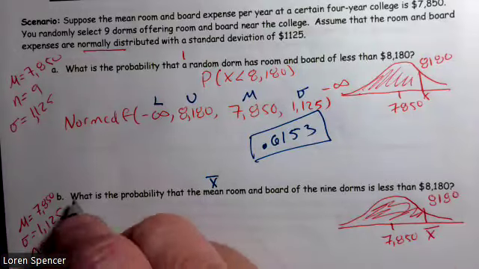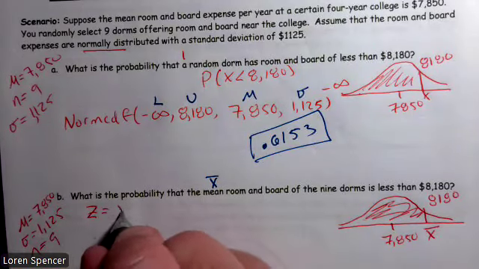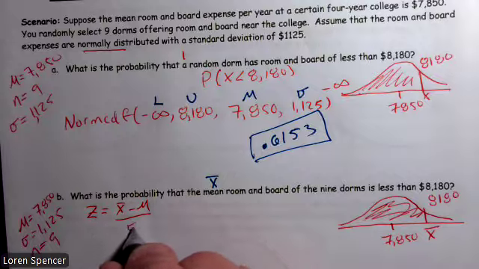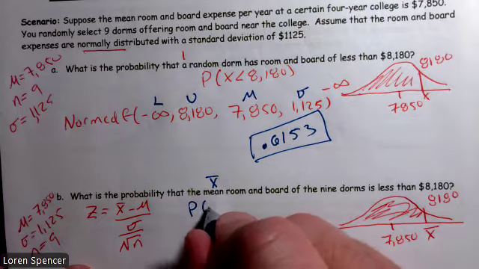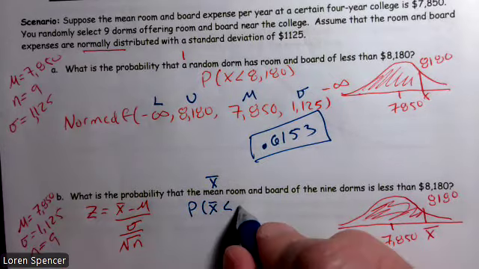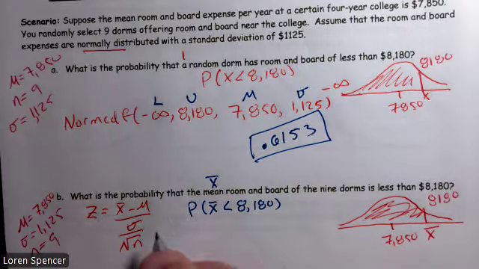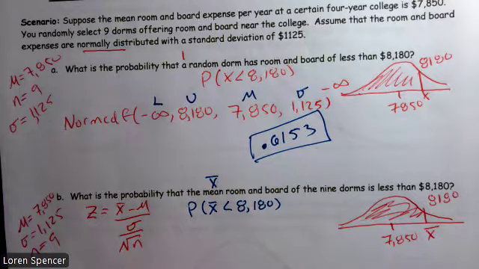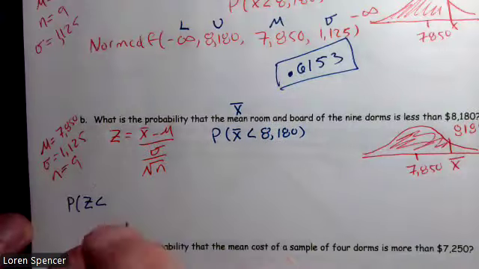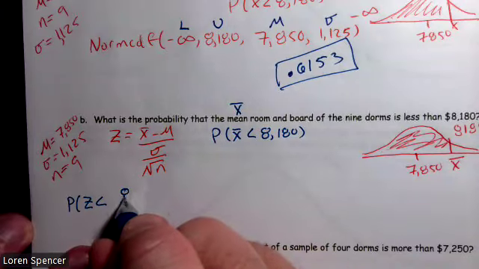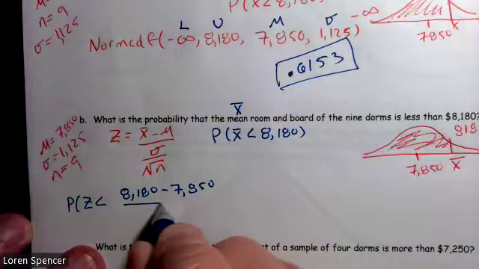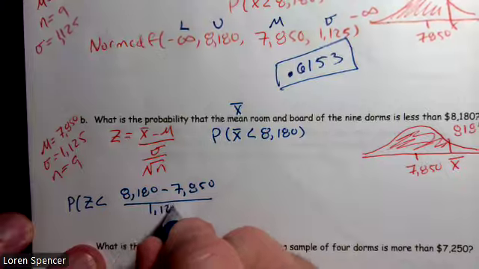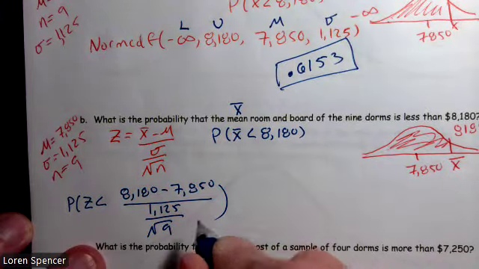We're shading this way, and we're going to have Z equals X bar minus mu, over the standard deviation of the population divided by the square root of n. And our probability statement is the probability that X bar is less than 8,180. When I plug in, I'm going to have the probability that Z is less than 8,180 minus 7,850 divided by 1,125 divided by the square root of 9.